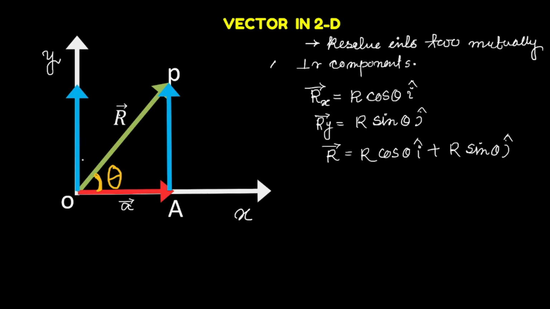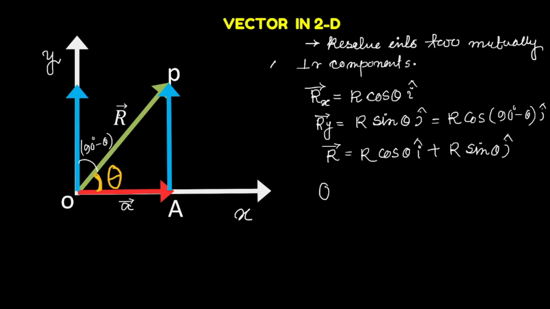Now if this theta is this one, then this angle is 90 minus theta, then this can also be written as r cos of 90 minus theta j cap, right?